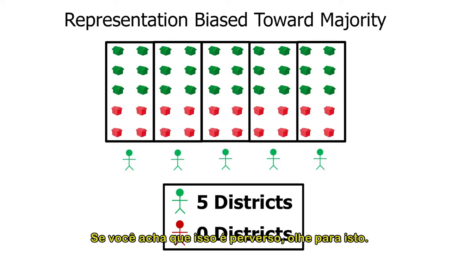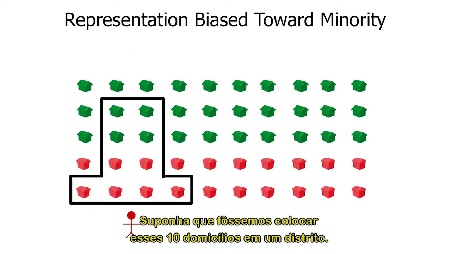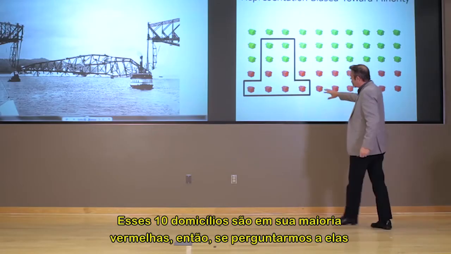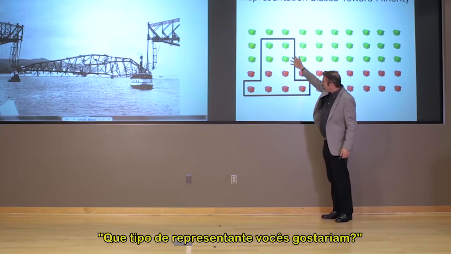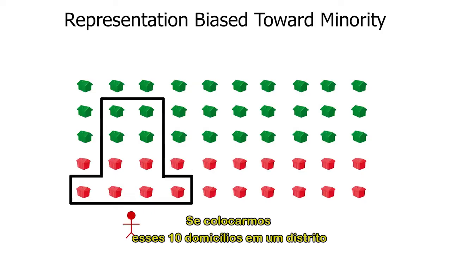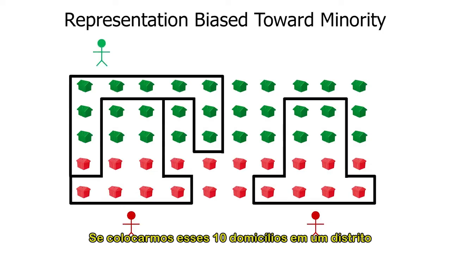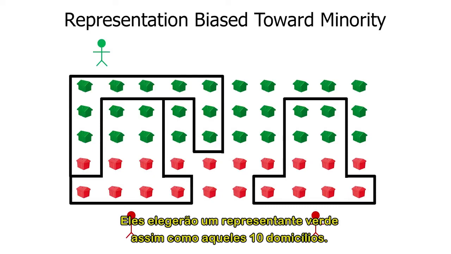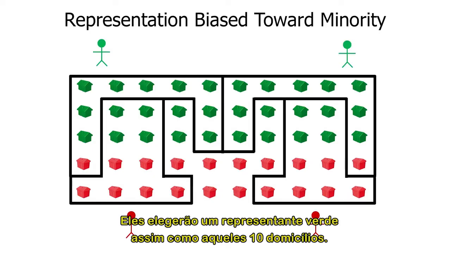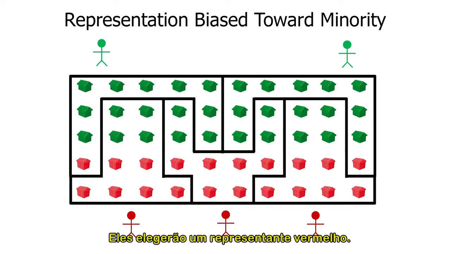And if you think that's perverse, look at this. Suppose we were to put these 10 households in a district. Now, these 10 households are mostly red, so if we ask them what kind of representative would you like, they will say, give us a red representative. And if we put these 10 households in a district, they'll similarly elect a red representative. Now, if we put those 10 households in a district, they're almost entirely green. They'll elect a green representative, as will those 10 households. And finally, here's our last district comprised of these 10 households. They'll elect a red representative.